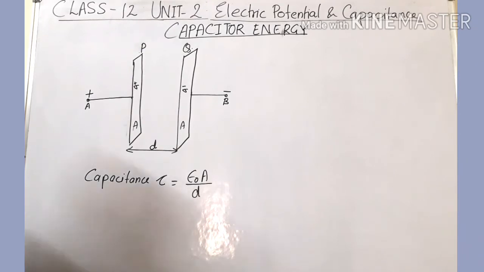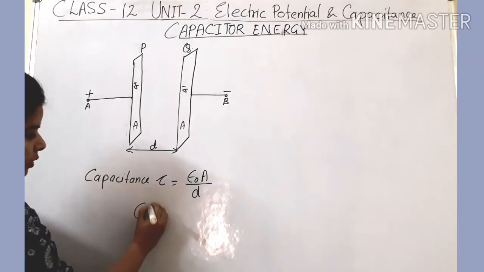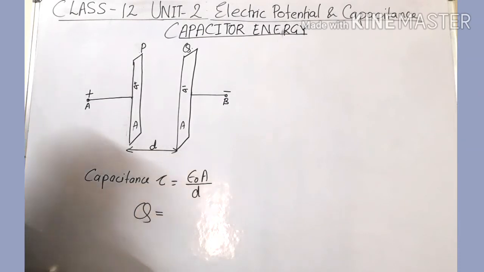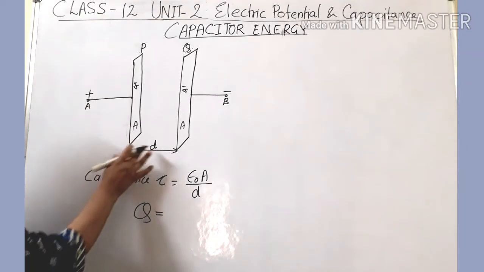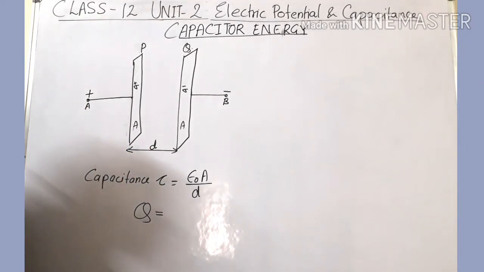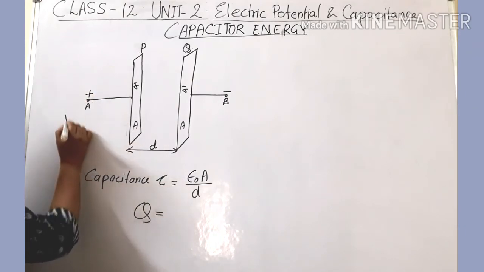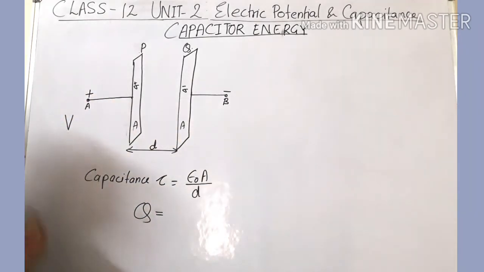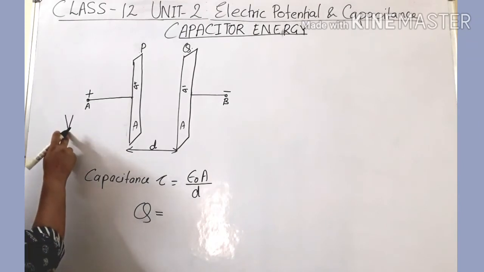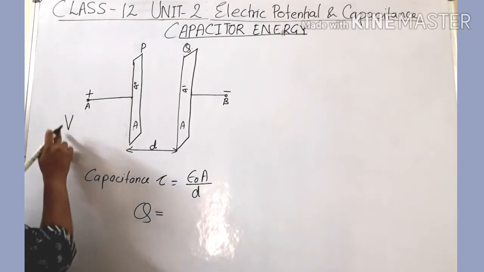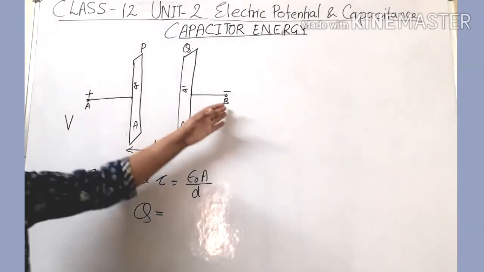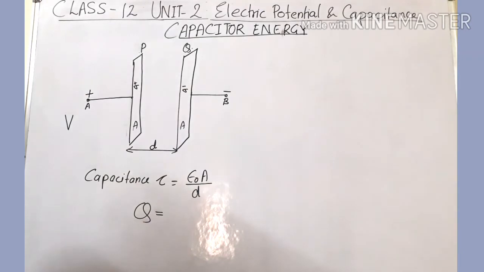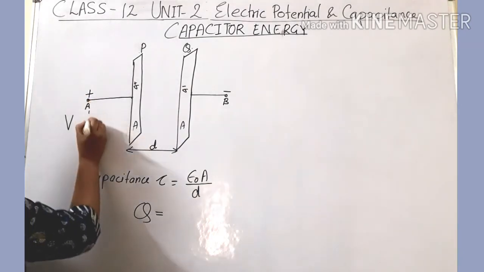Now we have to calculate the value of charge Q. The capacitance of a capacitor is fixed. It is the characteristic property of a capacitor. So we are providing voltage to the terminals. Let the voltage be V, and the positive part of that voltage is provided to the plus terminal, and the negative part of the voltage is provided to the minus terminal. You can assume one battery here.